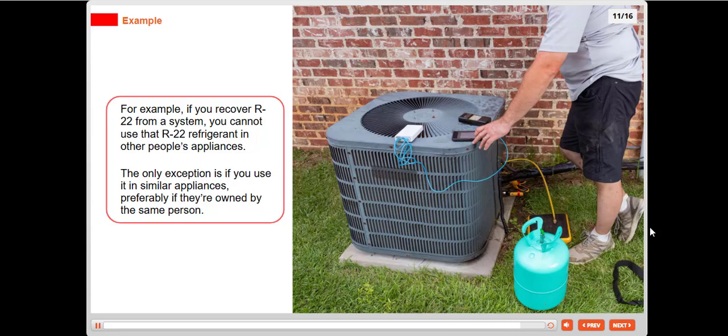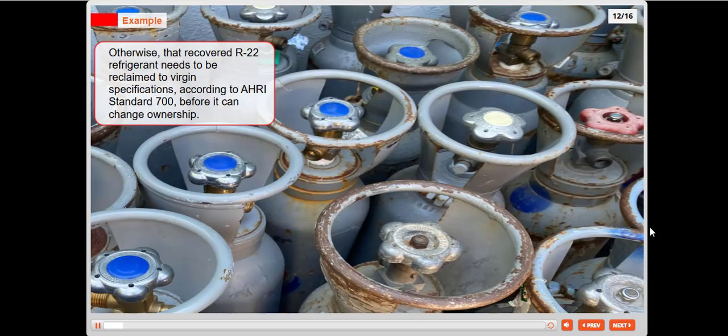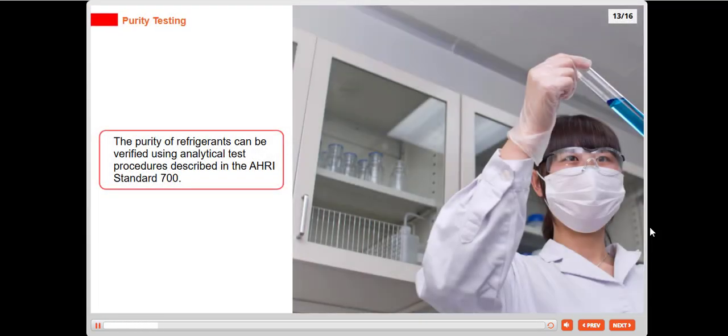Otherwise, that recovered R22 refrigerant needs to be reclaimed to virgin specifications, according to the AHRI Standard 700, before it can change ownership. The purity of refrigerants can be verified using analytical test procedures described in the AHRI Standard 700.